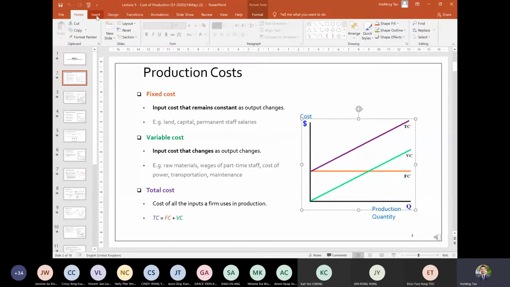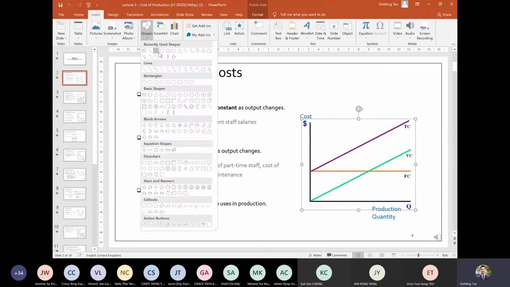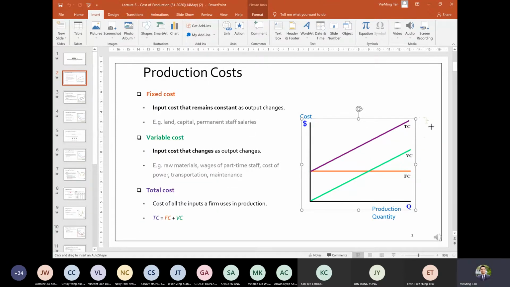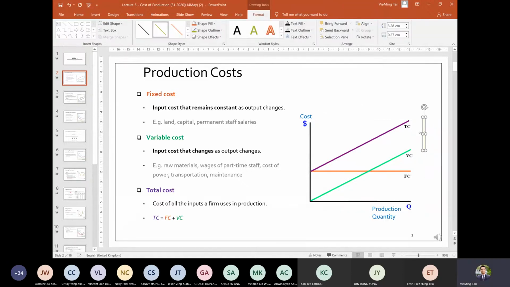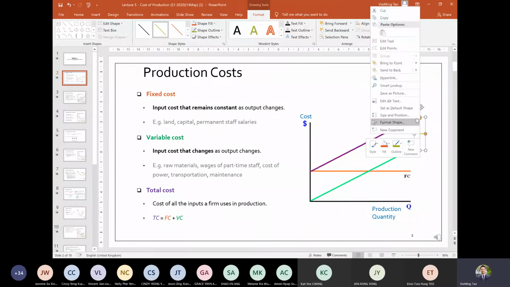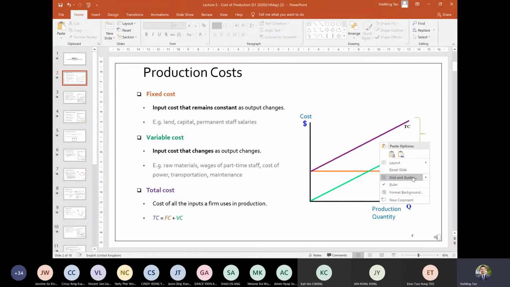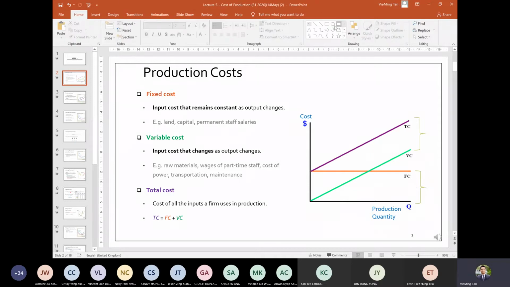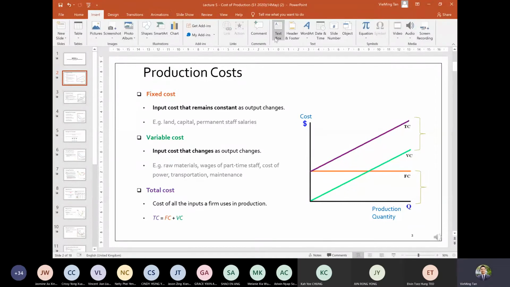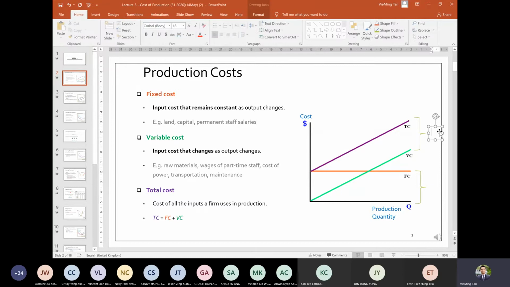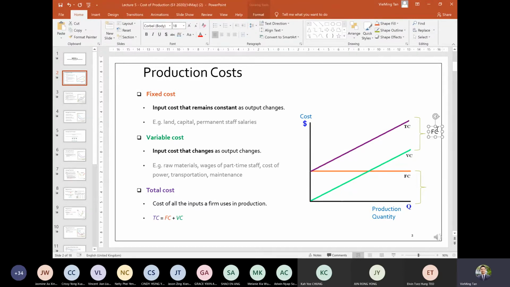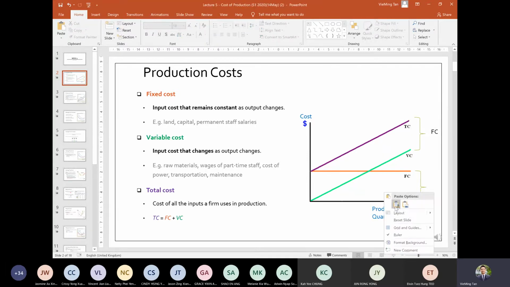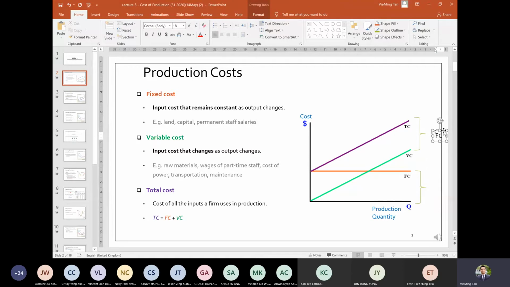Okay, let me try to draw it on the shape, right? So the distance here between the TC and the VC actually is the fixed cost. And this distance you may find actually is the same as the distance of fixed cost. I try to draw another one. So the distance between these two will be the same, and this is called fixed cost. I put FC, okay? This is also FC, okay?